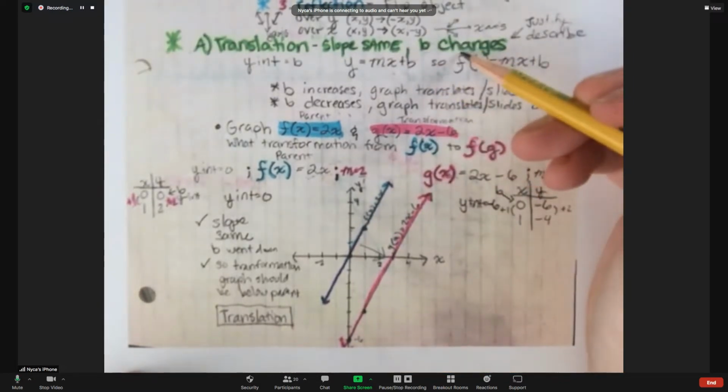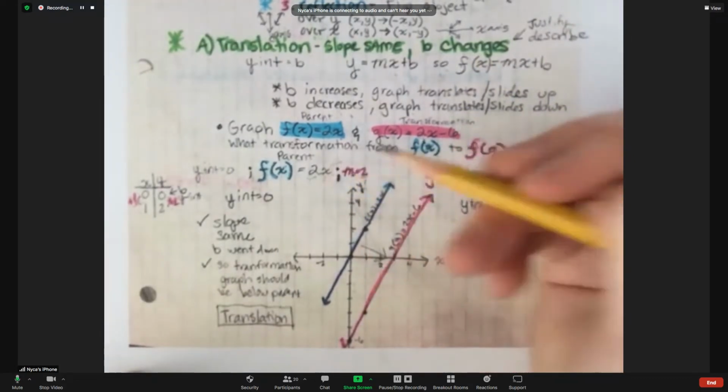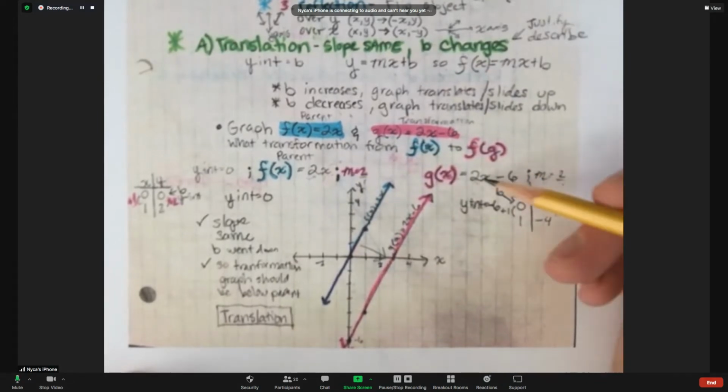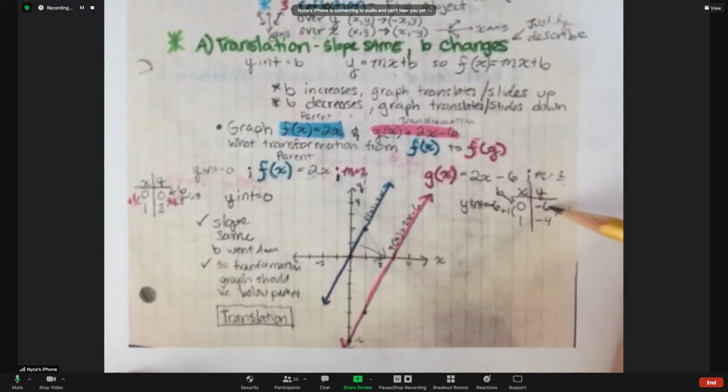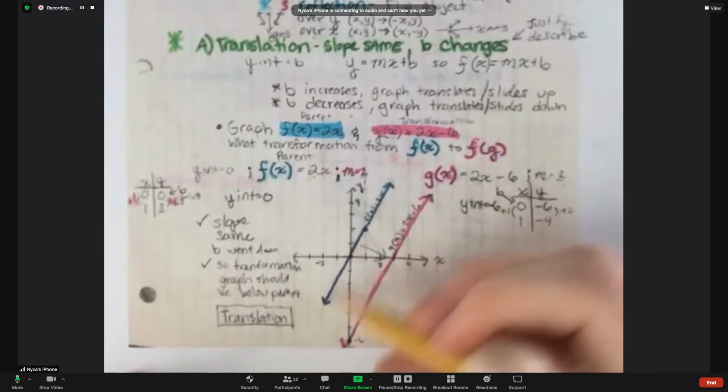But your b changes. So we went from 0 for my y-intercept here to my b is -6, which means my y-intercept is 0, -6. Then I use my slope again to find my next point. So -6 plus 2 gets me -4. 0 plus 1 gets me 1. My next point is at 1, -4. I plot it and I draw it.